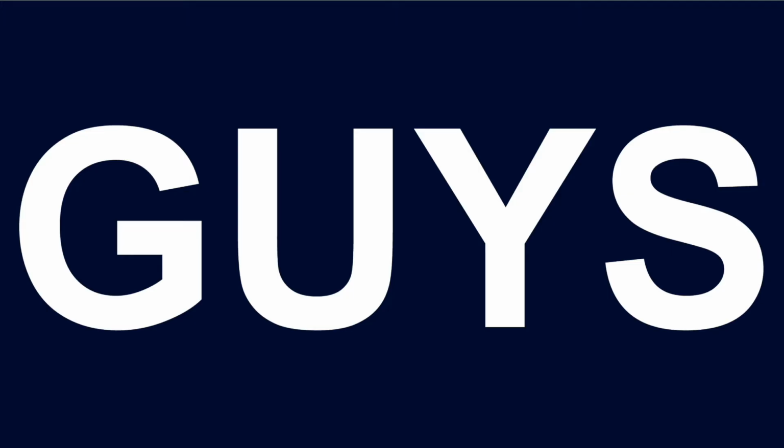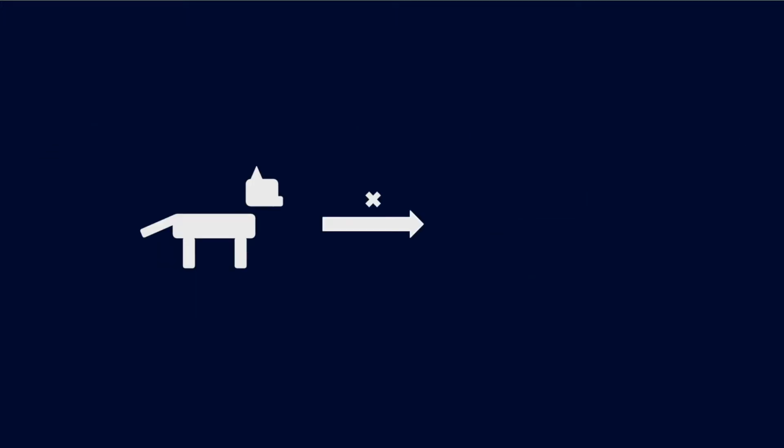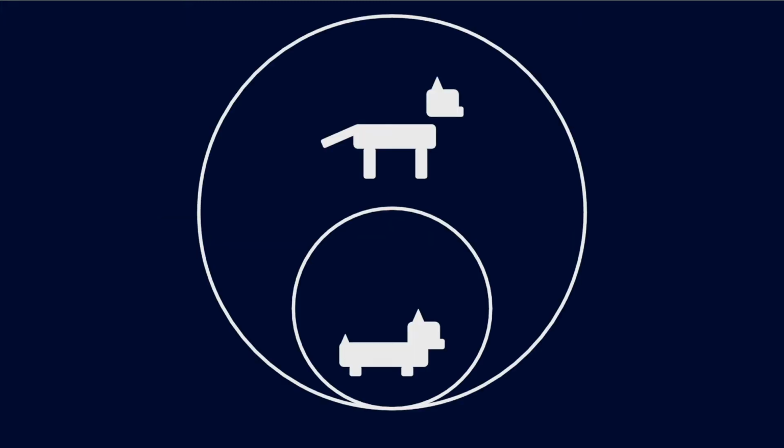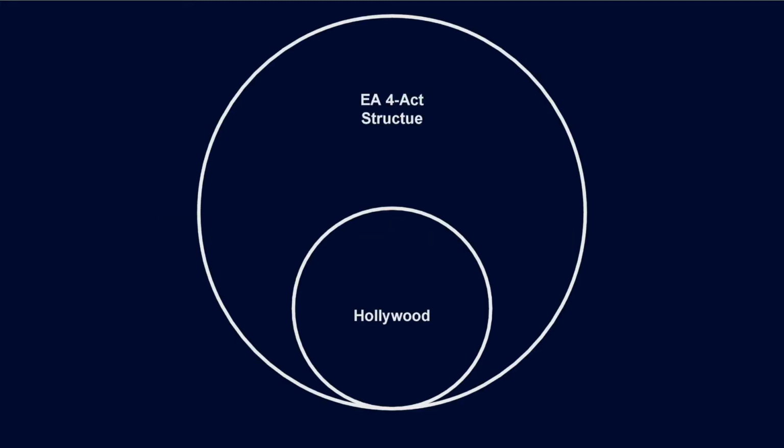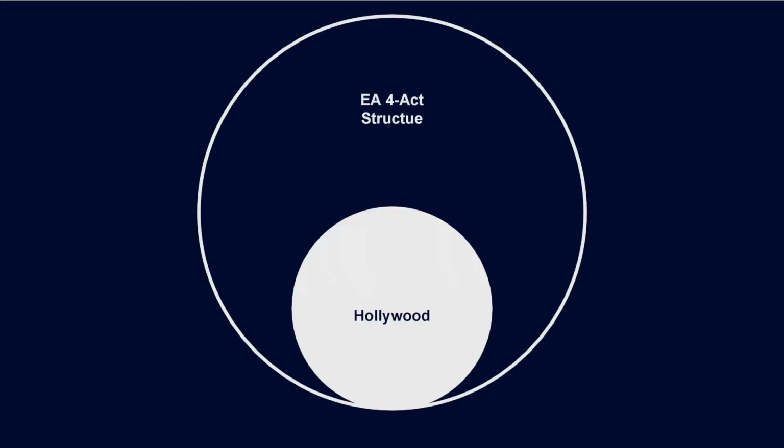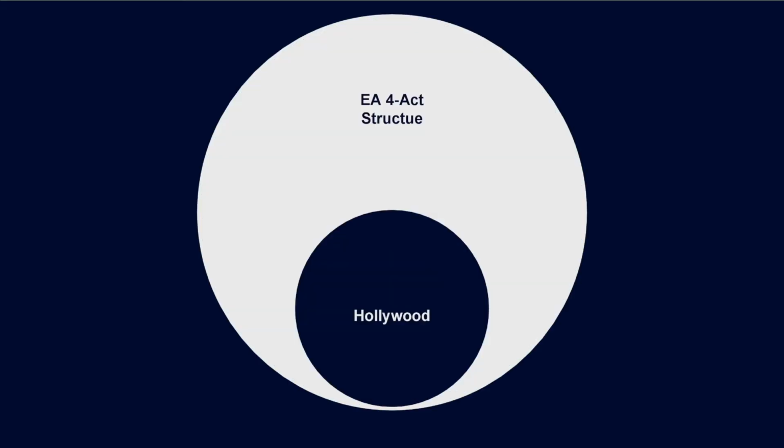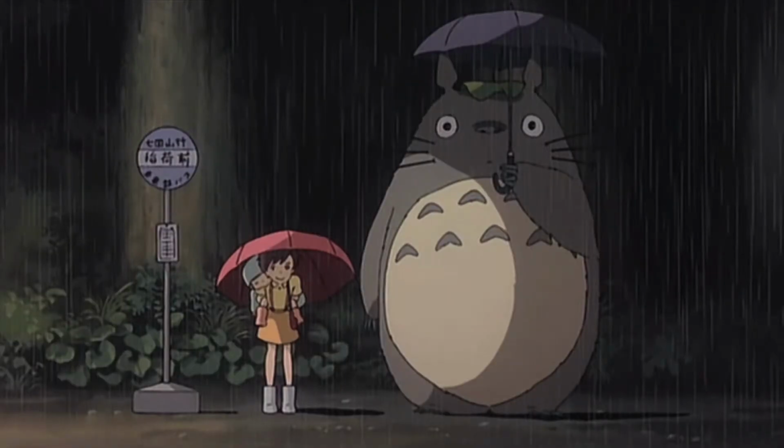And guys, it's so good. You know how corgis are dogs, but not all dogs are corgis? And if we make a Venn diagram about it, it looks like this. All Hollywood movies fit East Asian 4-act structure. Through convergent evolution, Hollywood accidentally reinvented this thing. But they're only willing to touch a small subset of the possibilities. We're leaving all this on the table. Stuff like vibing, realism, weird shit.